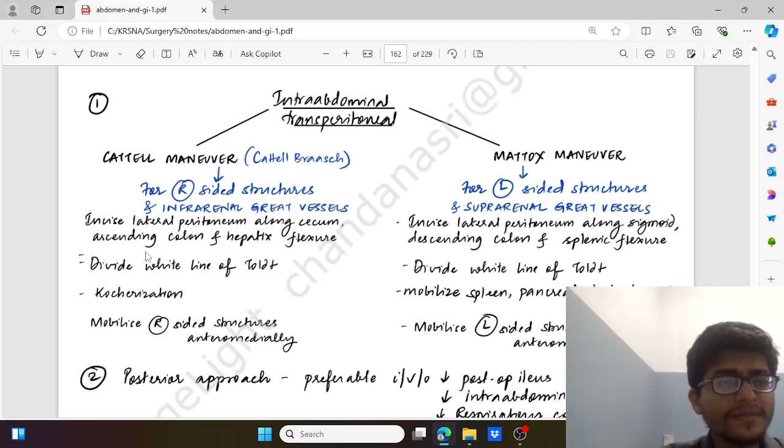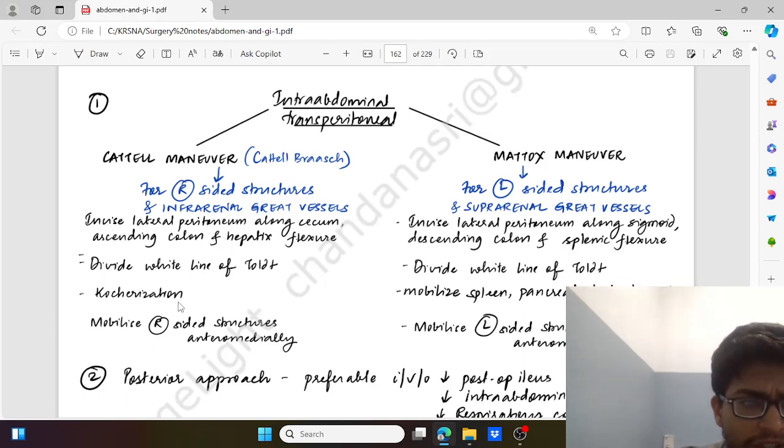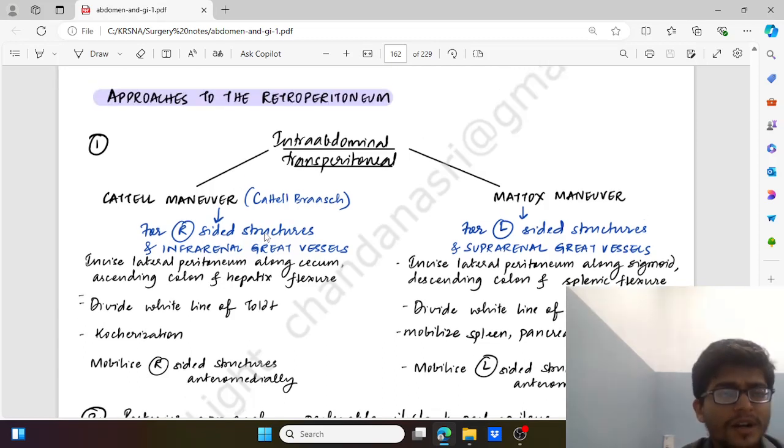So here what we do is we incise the lateral peritoneum along the cecum, ascending colon and hepatic flexure through the white line of Toldt and Kocherization of the duodenum and mobilize the right-sided structures anteromedially. So we can assess the structures on the right side, that is the right kidney and the adrenal, colon and also the infrarenal great vessels.